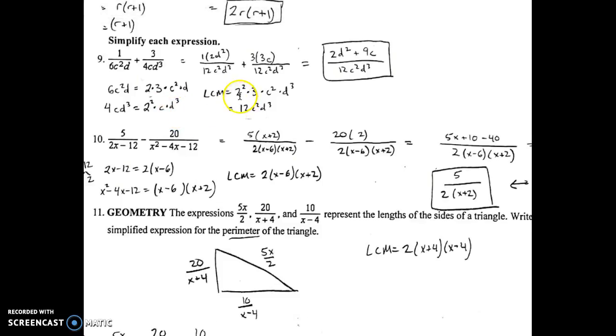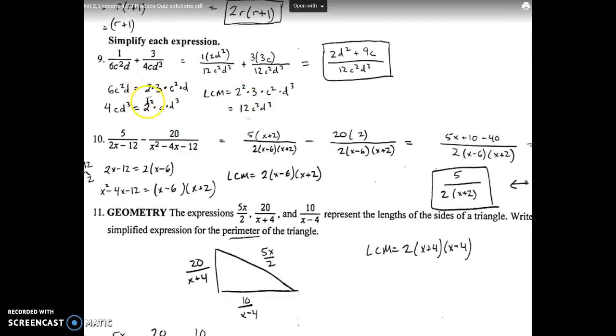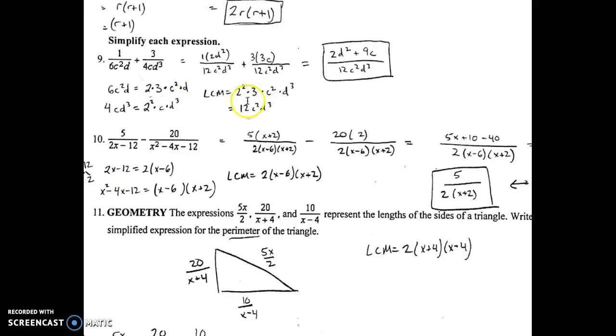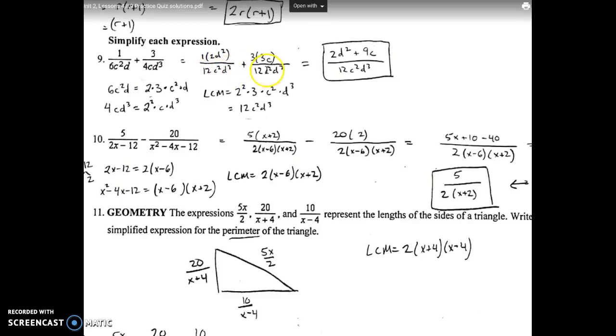So in our least common multiple, the higher factor of 2, we need 2 of them. We need a 3. We need 2 of the c's, and we need 3 of the d's. So our common denominator is 12 c squared d cubed, because 2 squared is 4, 4 times 3 is 12. So I write each of these denominators, and then I write my original numerators 1 and 3, and then I'm looking for the missing stuff. So this first denominator is missing a factor of 2.